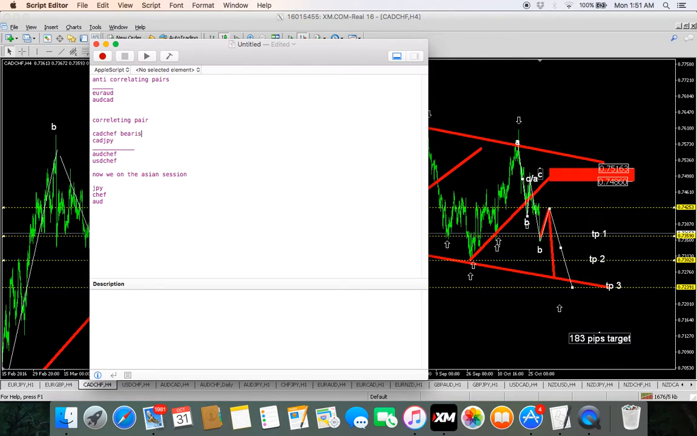Bearish, right? Price 0.72. Okay, sorry guys, these are not numbers. This is the price. Sorry guys. 4253. Okay, fine. We're looking to sell this point. Sell at this price, right? We want to sell this pair at this price.